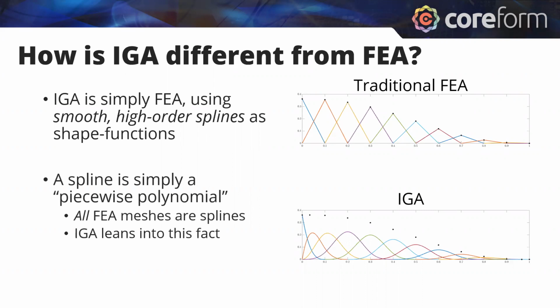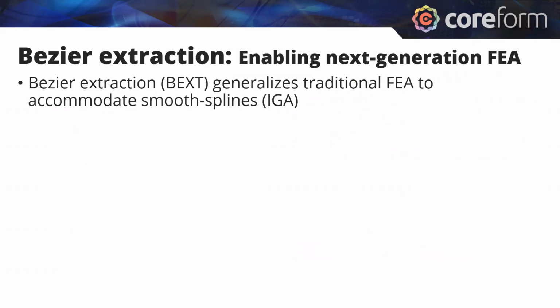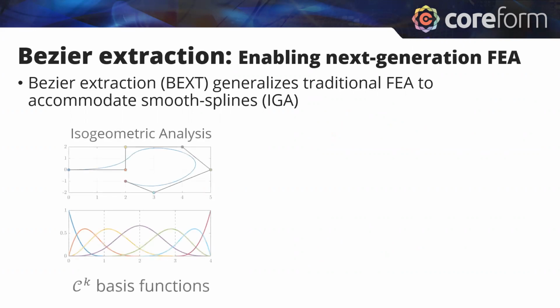And so even on the top image there, those are all just piecewise polynomials. So IGA has really just leaned into that fact that we now treat all meshes as if they're splines. And that then opens up the doors to the richness of the theory of splines, which is a rich mathematical area. One of the mathematics we use is called Bezier extraction, which essentially generalizes traditional FEA to support these smooth splines that we want to use as our basis functions.